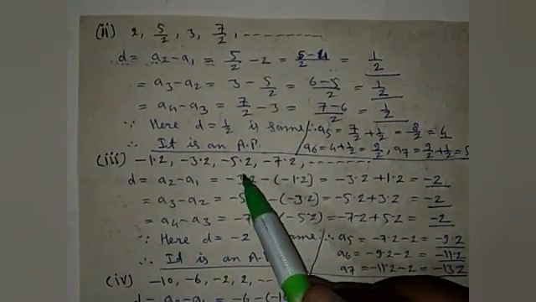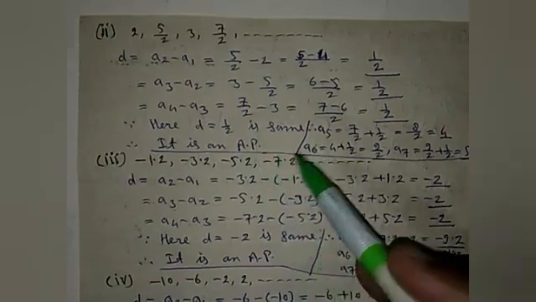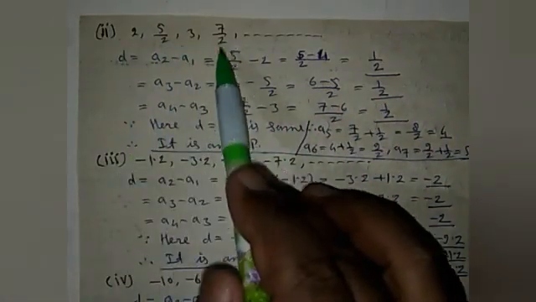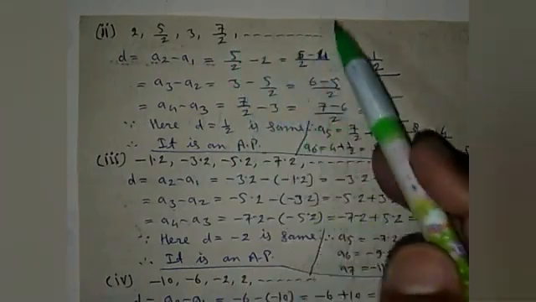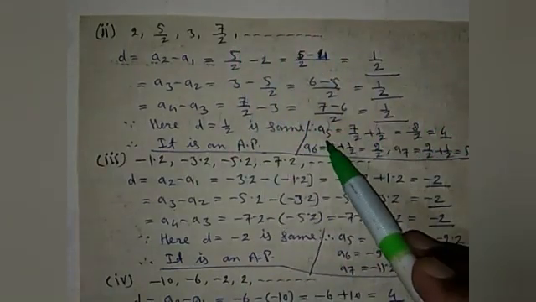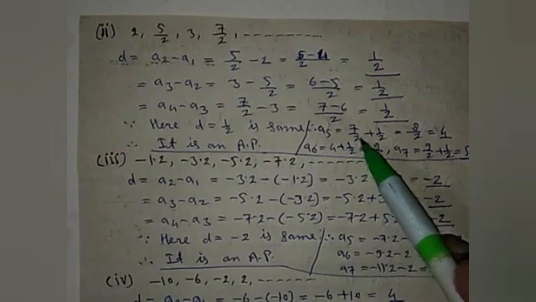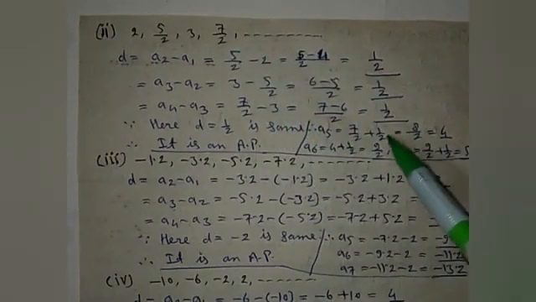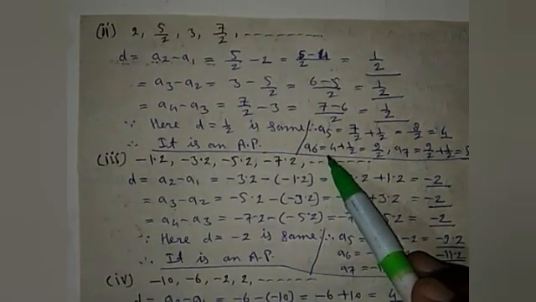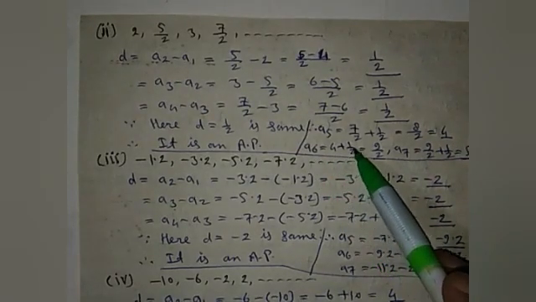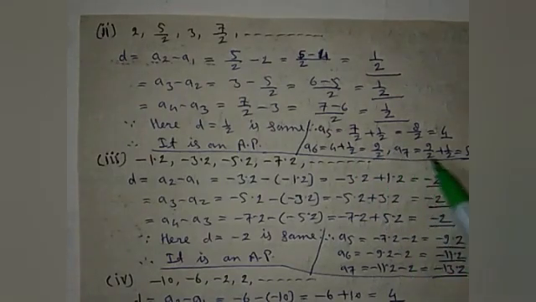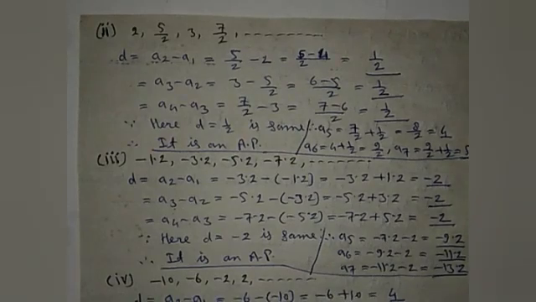Since it is an AP, you have to find the next 3 terms. Means here 4 terms are given, so you have to find the 5th, 6th and 7th term. So here A5 is equal to A4 plus D. Means A4 is 7 by 2 plus D is half. It will be equal to 8 by 2, that is equal to 4. And A6 is equal to 4 plus half, then it is 9 by 2. Similarly, A7 is 9 by 2 plus half, that is equal to 5.